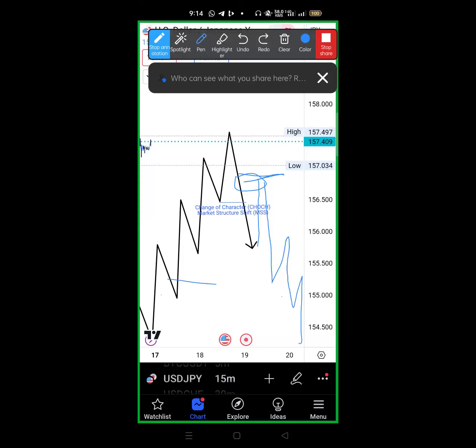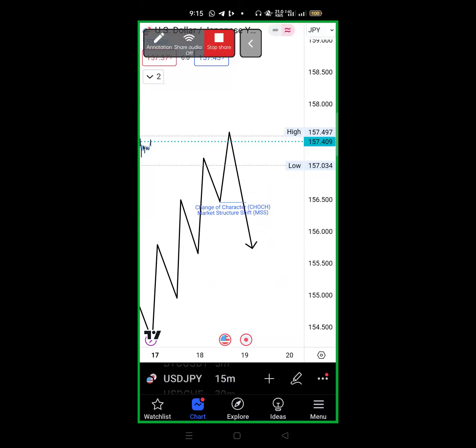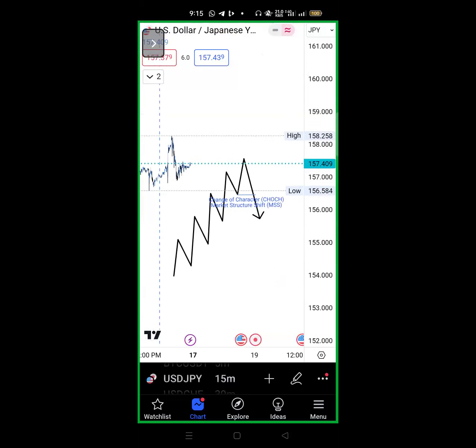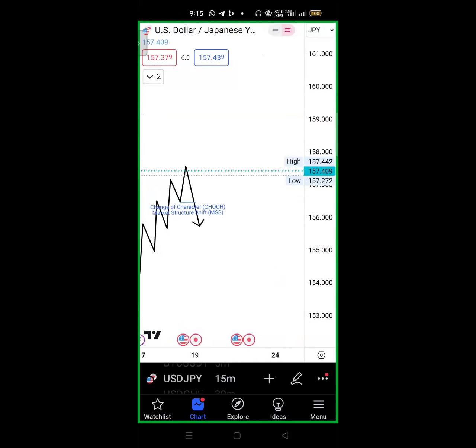So this is a correlation between the market structure shifts and the fair value gap. Those are the two correlations that we first want to talk about. Now, when we use the same example for an uptrend, it's the same but opposite. It's the same but opposite. So let's do another example for an uptrend.